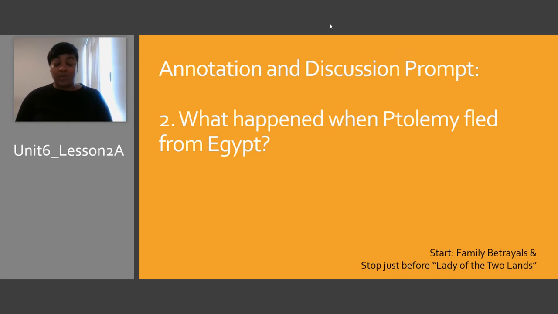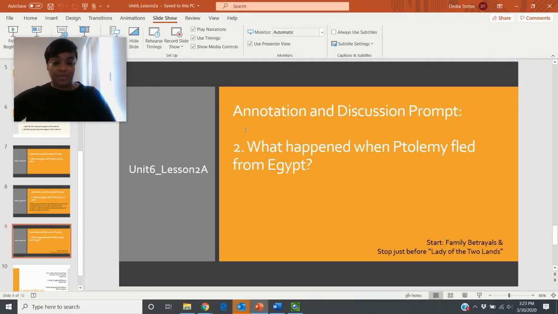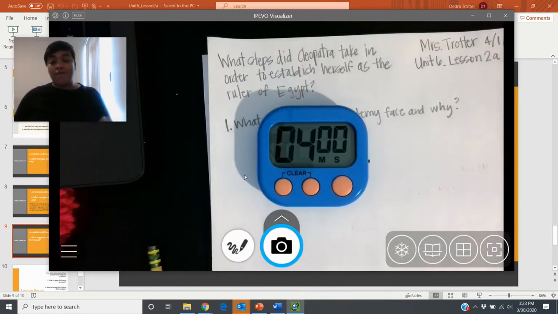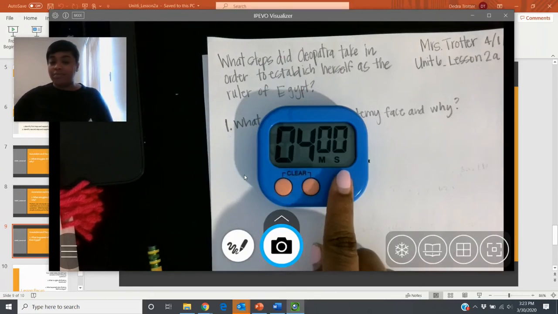Again, you're going to reread starting on page 11, Family Betrayals. You're going to read to page 13, stopping at Lady of the Two Lands. And as you're reading, you're identifying what happened when Ptolemy fled from Egypt. You will have a total of 4 minutes to do this reading and to respond to the question. Again, you have 4 minutes. Your time has started.